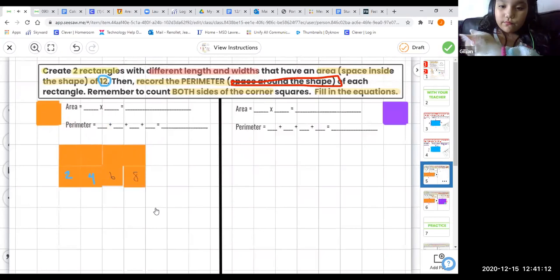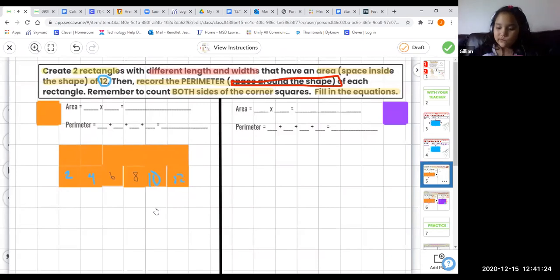If you're able to do it without that, that's totally fine. 9, 10, 11, 12. Beautiful. So just like we predicted, we were able to get to 12 counting by twos.